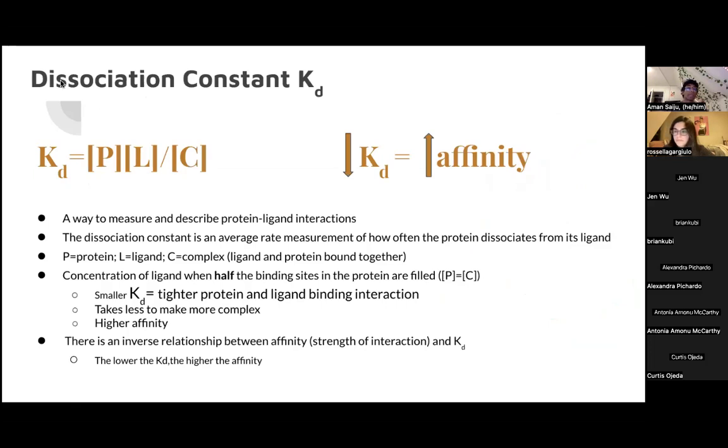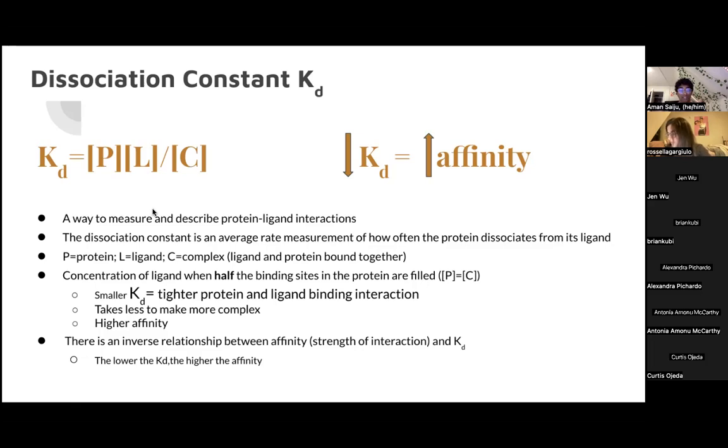Perfect. And now we're going to move on to a little bit of math, which is most of the time not anyone's favorite, but it's not too bad. This is KD, or the dissociation constant. KD is a way to actually represent affinity and describe protein-ligand interactions. It's a numerical, quantifiable way to represent affinity.